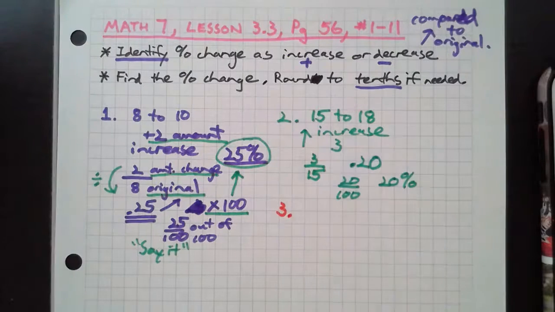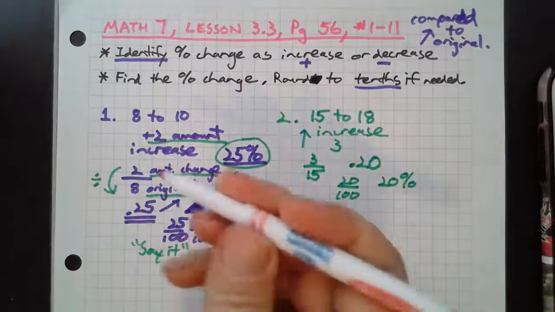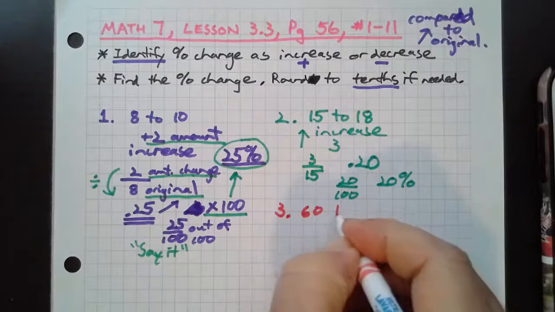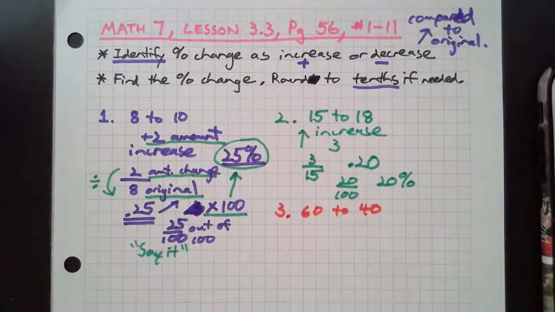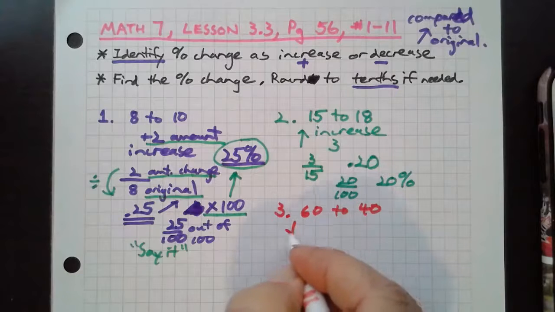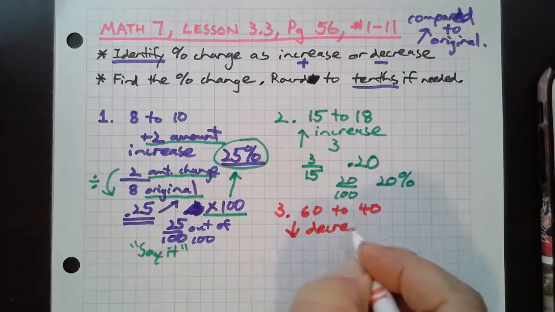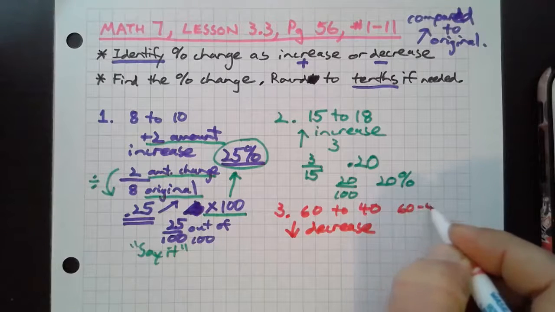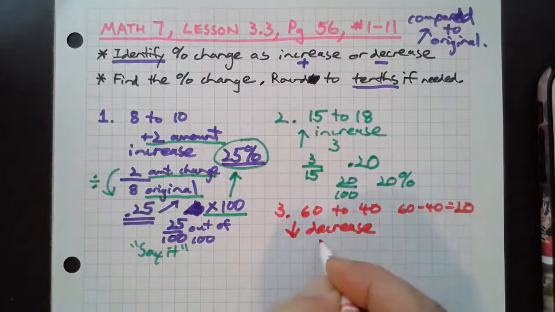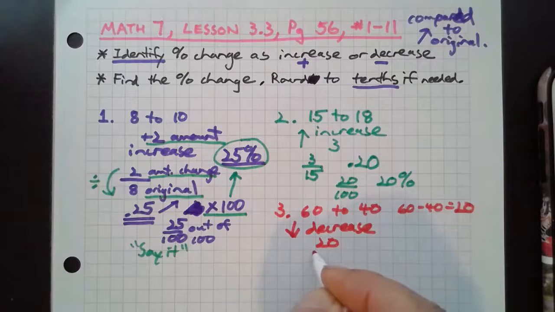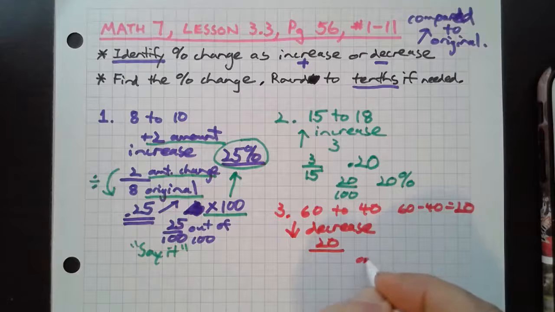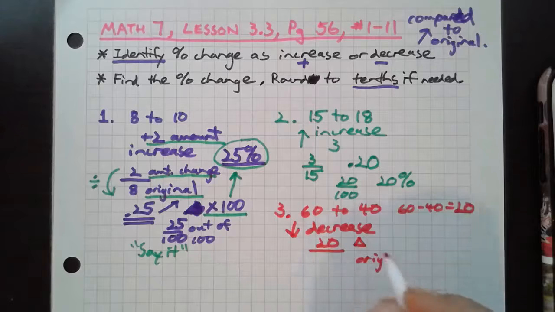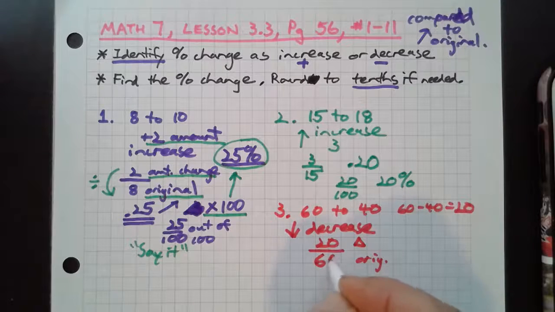Well, depending on how my camera's working, it looks to me like red, but who knows how it comes out on the other end. We start with 60, it goes to 40. Is that an increase or decrease? It goes down. By how much? 60 minus 40 is 20. It decreased by 20. What's the original? Delta is a sign for change. Change by 20. Original is 60.